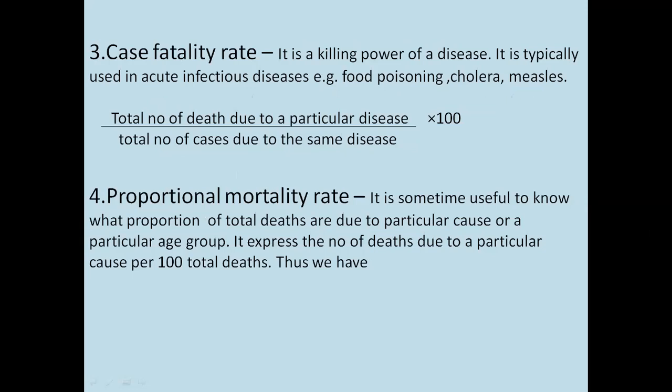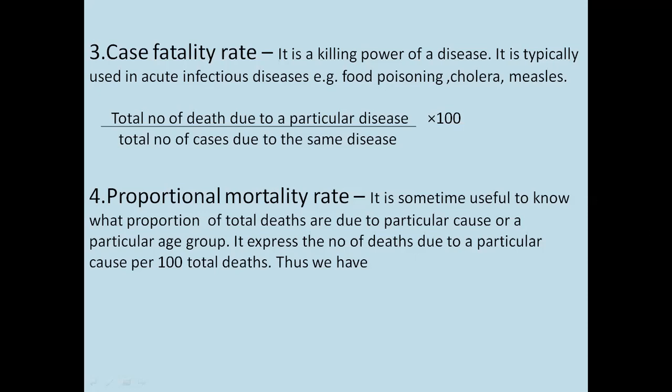Now the third mortality rate is the case fatality rate. This is CFR, and about this term I have already told you in previous lectures. It is the killing power of a disease, and it is typically used in acute infectious diseases like food poisoning, cholera, measles, or COVID-19. It is the total number of deaths due to a particular disease divided by the total number of cases due to the same disease, into 100.